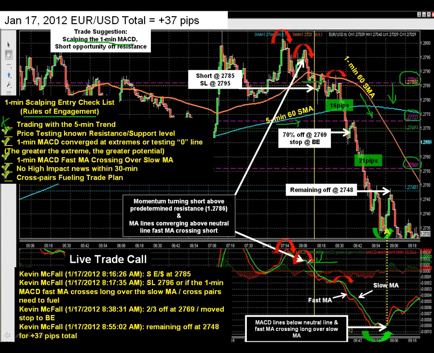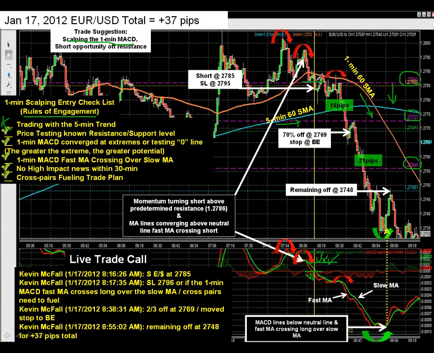We have our convergence, fast-moving average converging with the slow-moving average. We have our crossover, fast-moving average crossing over the slow-moving average to the short side, and then we start to have divergence. You can see the histogram also starting to develop some divergence here. So we have our three trigger elements triggered here.